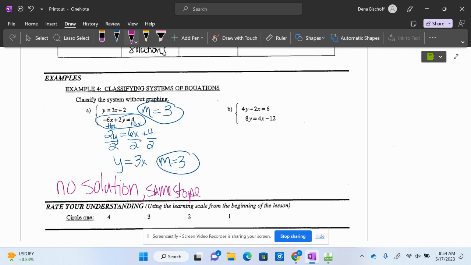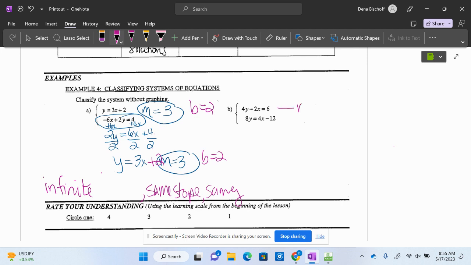Hang on a second. What is 4 divided by 2? So they have the same slope, and what else? Same y. So what is this really? This isn't no solution. What is it? Yeah, this is infinite. I was waiting for someone to correct me, but same slope, same b's. B equals 2, b equals 2. Same slope, same b's. Infinite.